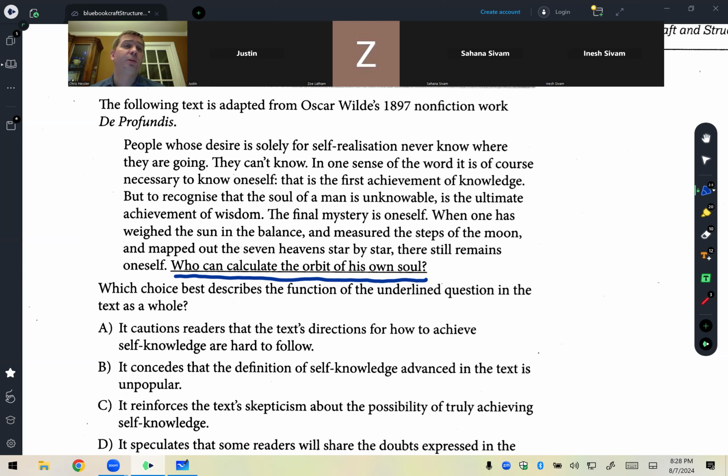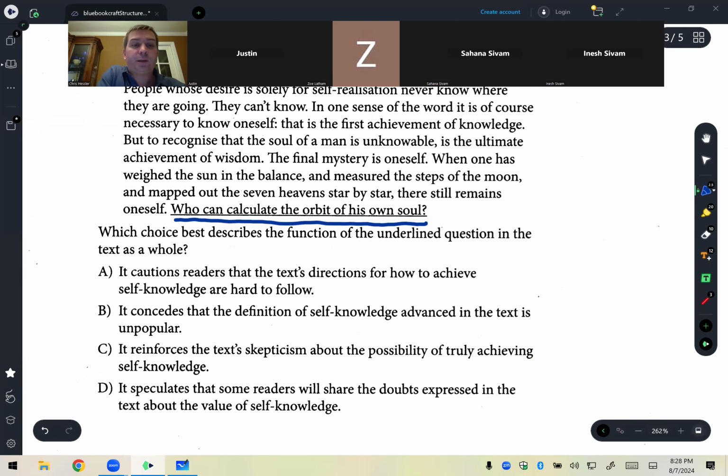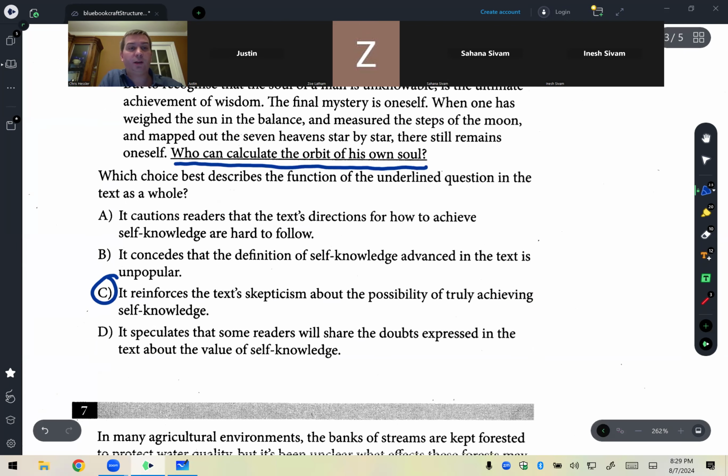I'm going to give you an example of something that is not a rhetorical question. What time is it? That's a real question with a real answer, but this is a rhetorical question. This is said for effect. C, this rhetorical question reinforces the text's skepticism about the possibility of truly achieving self-knowledge.